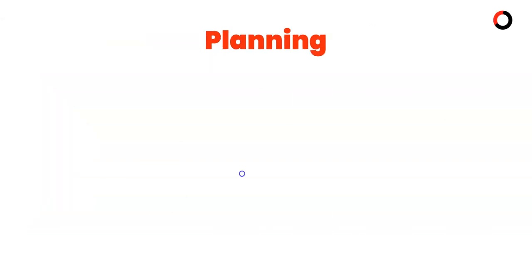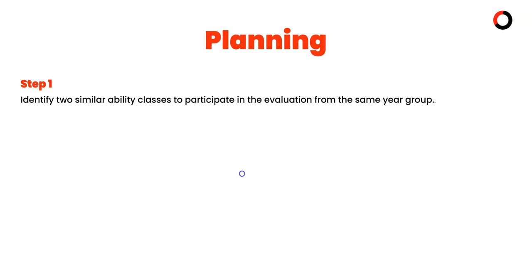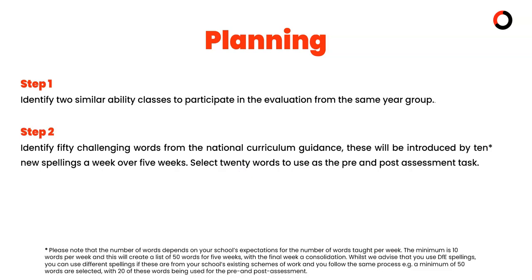So let's look at the planning. Step 1. Identify two similar ability classes to participate in the evaluation from the same year group. Step 2. Identify 50 challenging words from the National Curriculum Guidance. These will be introduced by a minimum of 10 new spellings a week over 5 weeks. The 6th week will be a consolidation week.